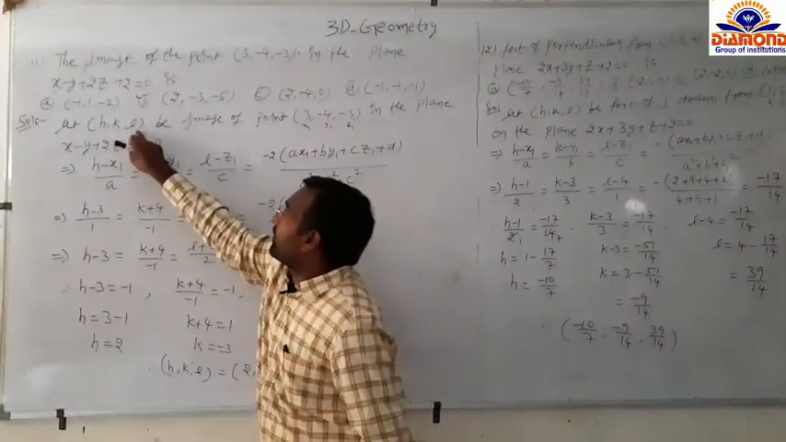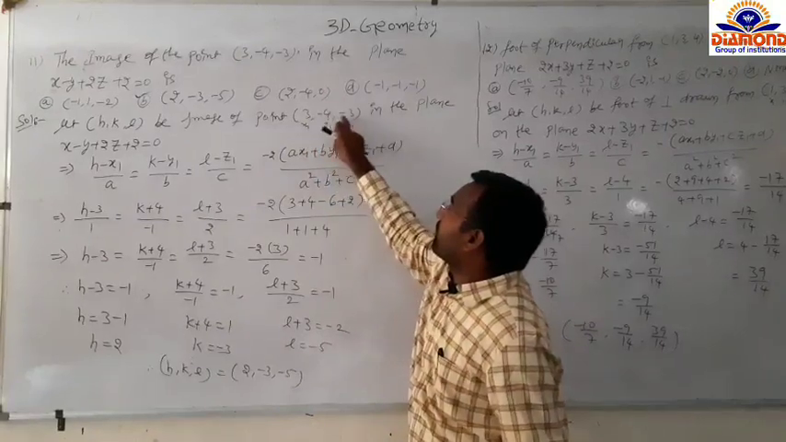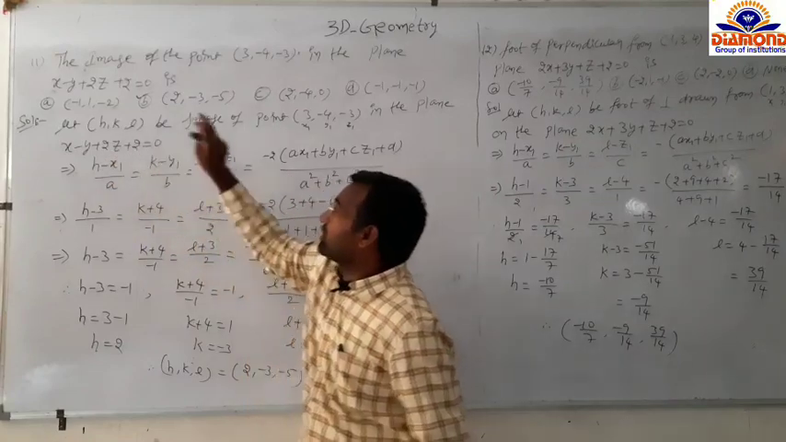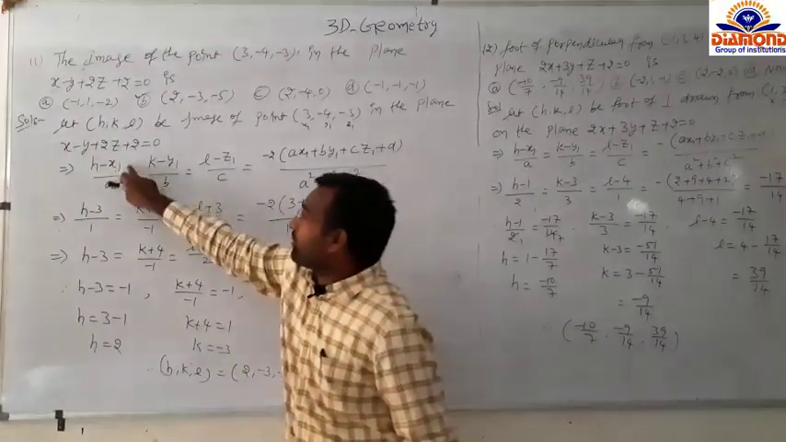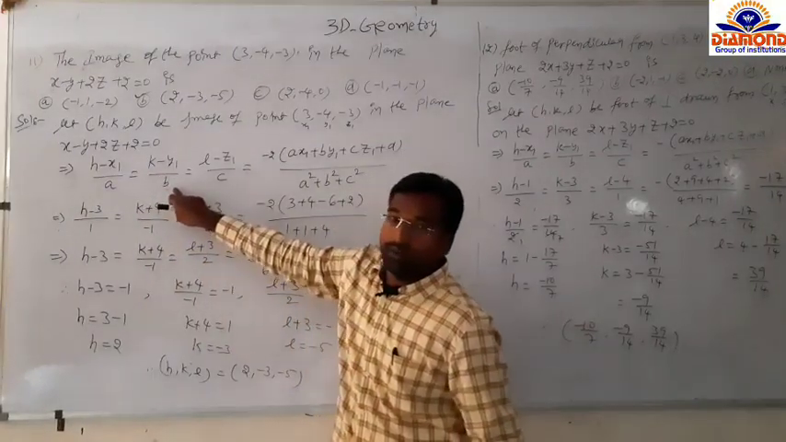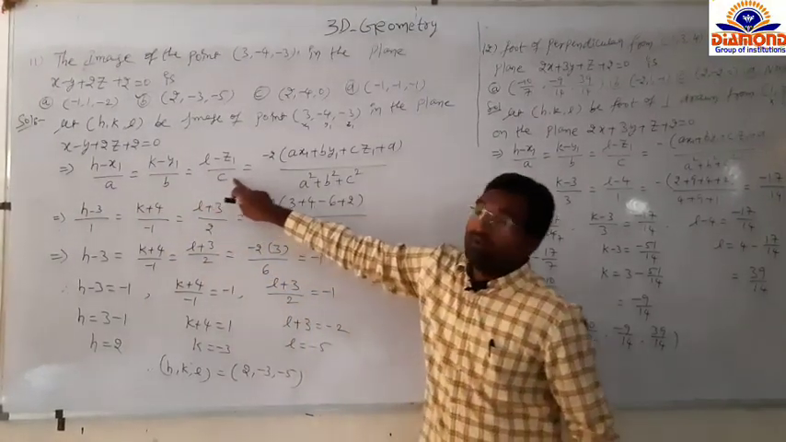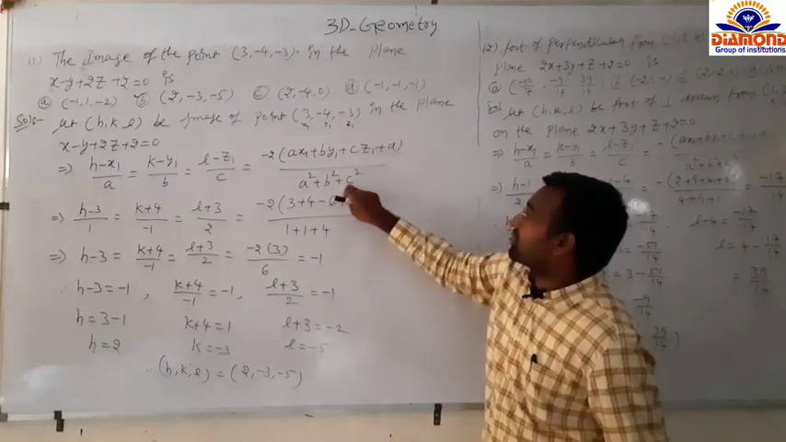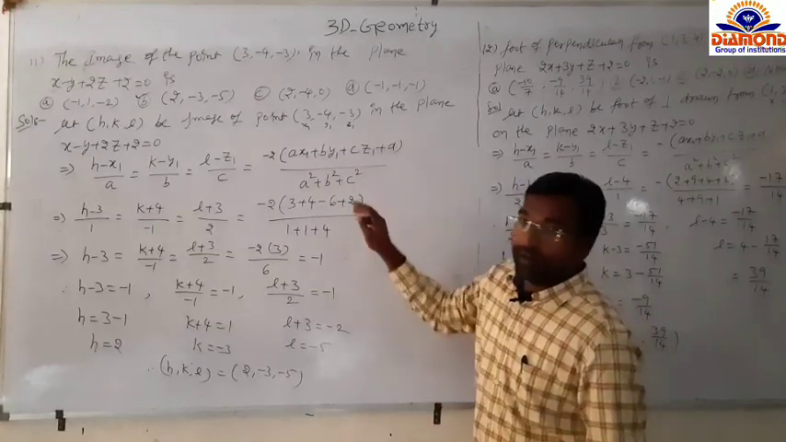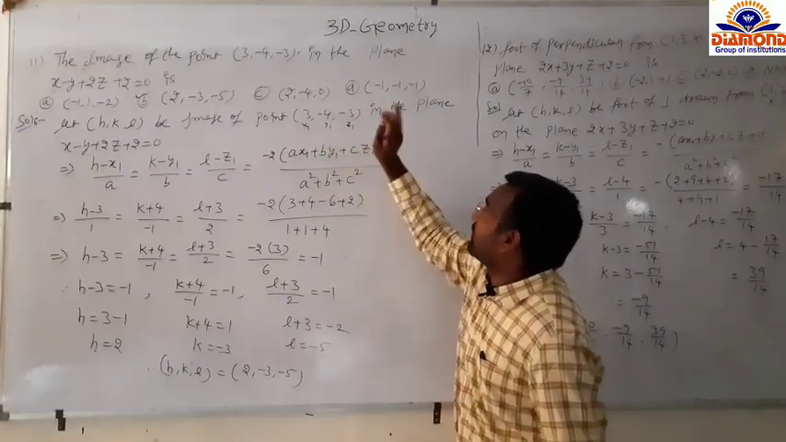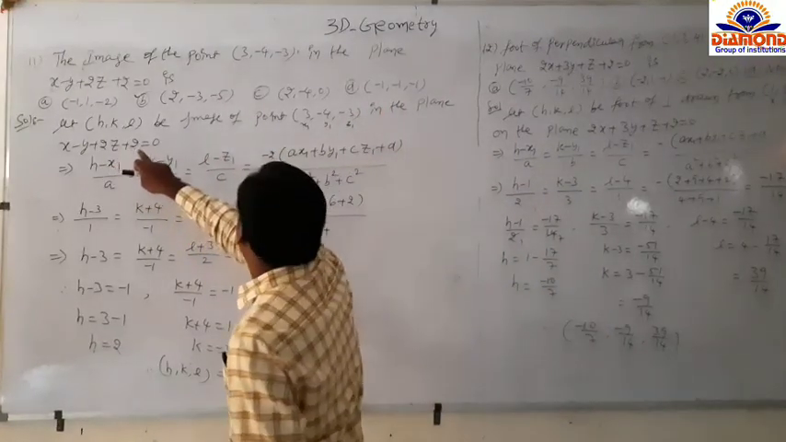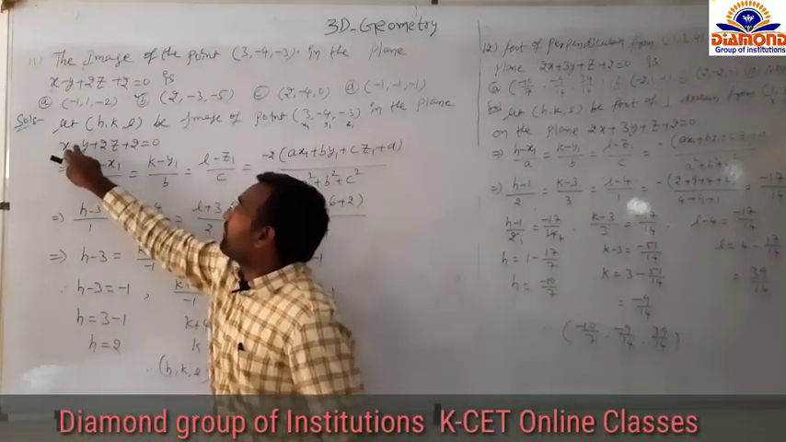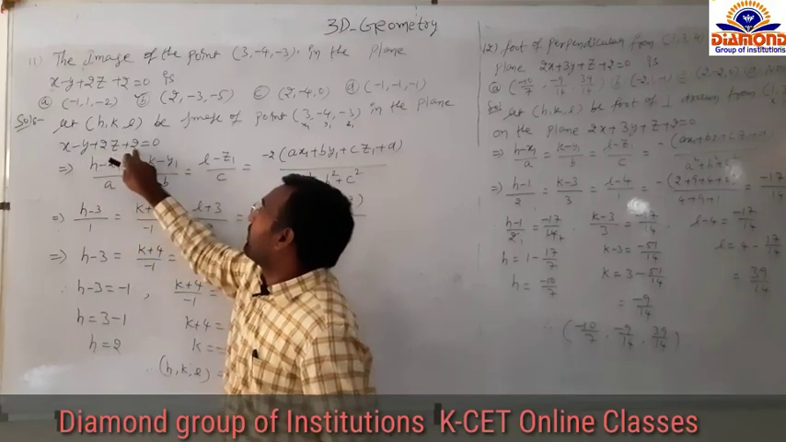Let h comma k comma l be the image of the given point 3 comma minus 4 comma minus 3 in the plane x minus y plus 2z plus 2 equal to 0. The formula is (h minus x1) by a equal to (k minus y1) by b equal to (l minus z1) by c equal to minus 2 into (ax1 plus by1 plus cz1 plus d) by (a square plus b square plus c square). So treat the given point as x1, y1, z1, and compare the given plane with ax plus by plus cz plus d. So a value is 1, b value is minus 1, c value is 2, d value is 2.